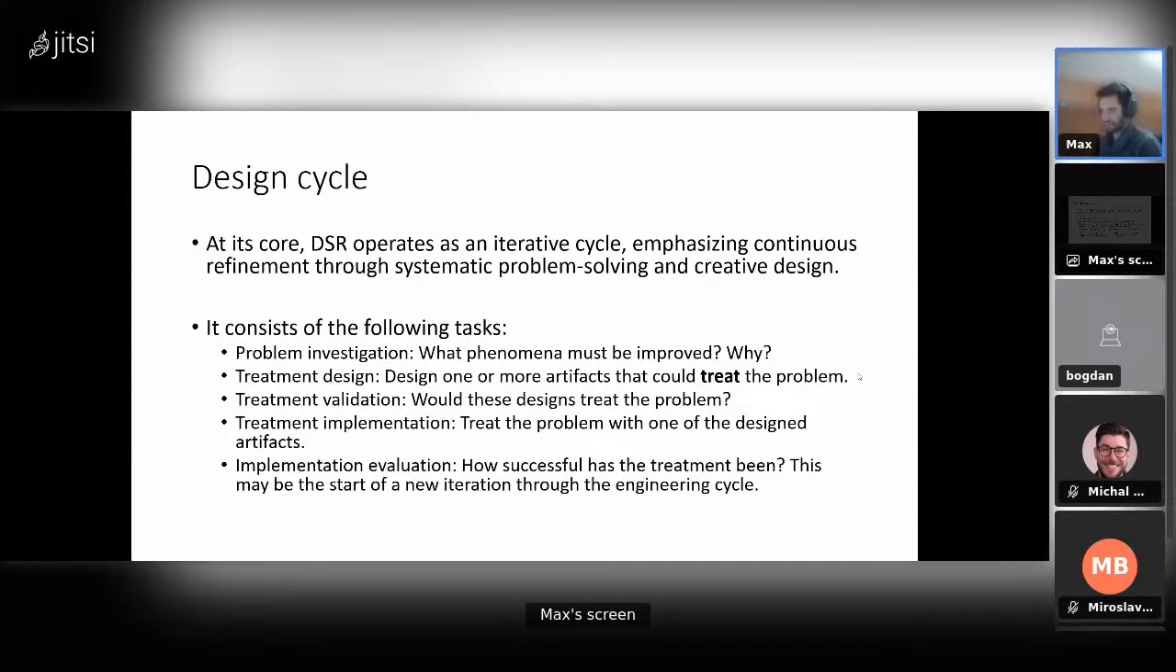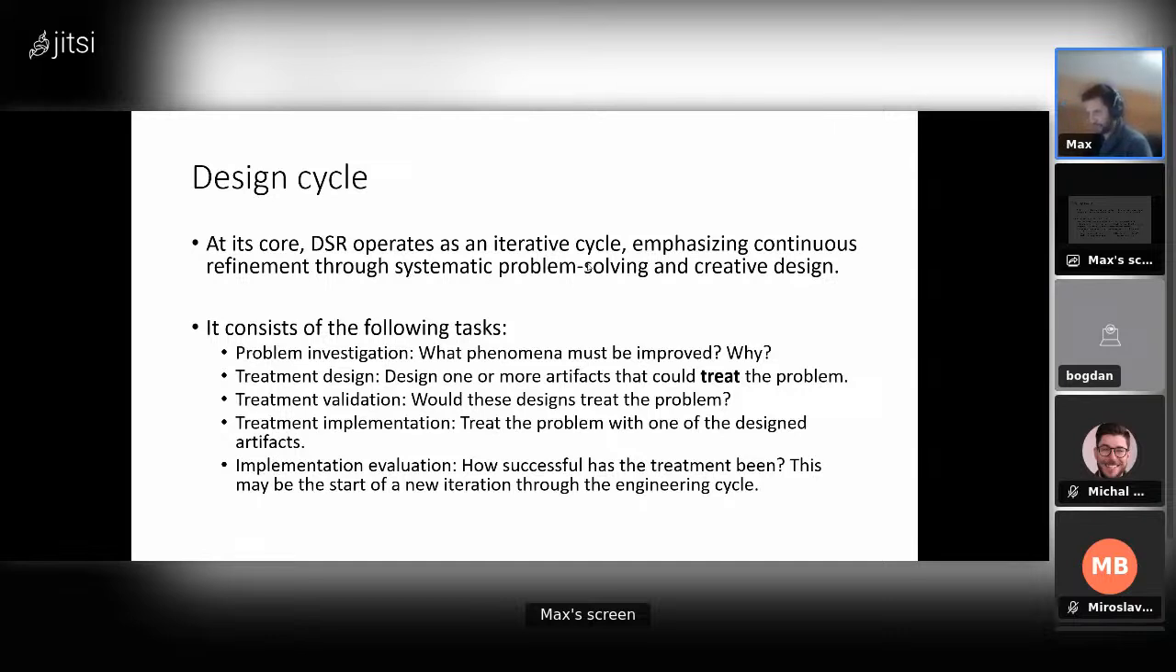Okay, so that was for the framework, but now there are actually very precise guidelines or steps to follow to perform design science. It's really an iterative cycle, and it has many tasks to it. The first one is the problem investigation. You can ask the question, what phenomena must be improved and why? Then treatment design: design one or more artifacts that could treat the problem.